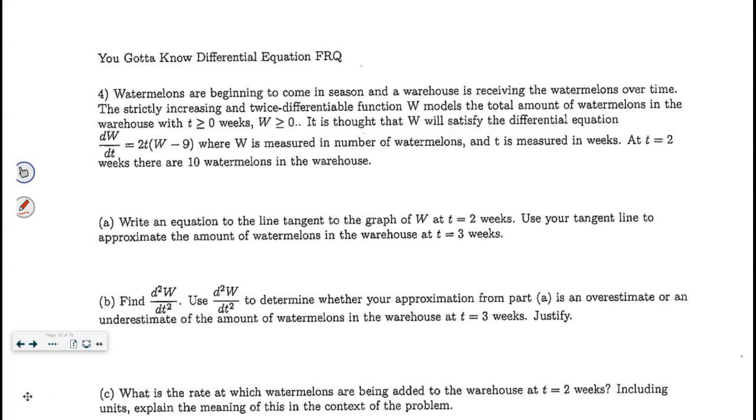But this is a super FRQ. It obviously has more parts than you would have, so I tried to hit everything. The first thing you should always do, as you guys are getting used to, is you really need to not just read the stem of the problem, but understand the situation.